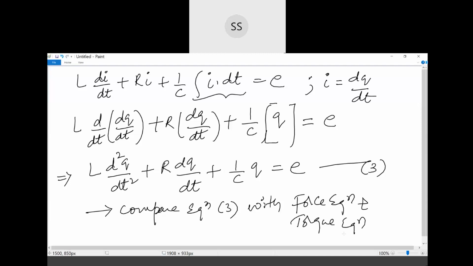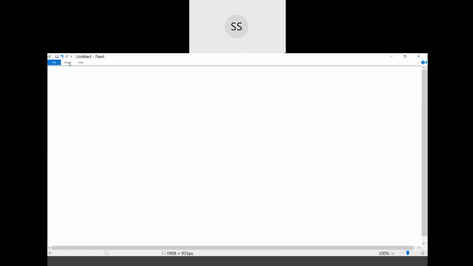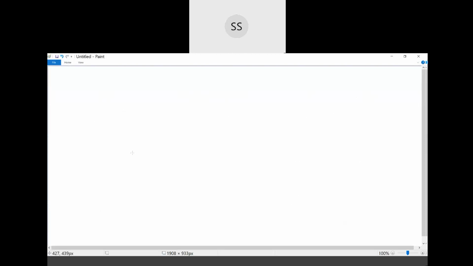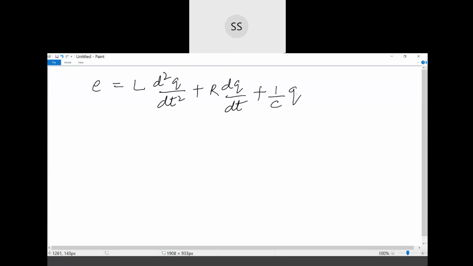Okay. So by comparison, it is possible to now write like this. For this electrical system, what we have actually derived is E equal to L d²q/dt² plus R dq/dt plus 1/C q. This is our electrical series RLC circuit equation.